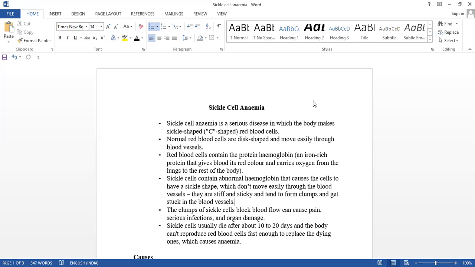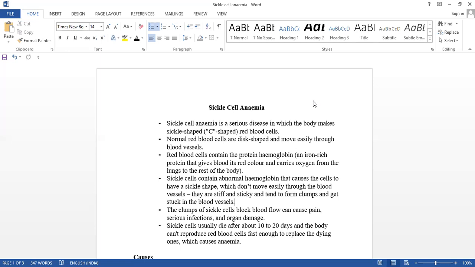Actually, how much is the lifespan of the RBC? 120 days. But due to the formation of the sickle cells, they will die within 10 to 20 days, and the body will not produce these cells fast enough to replace the dying ones. And that causes the anemia. Understood this one? Very simple. The name sickle cell itself indicates the formation of sickle-shaped RBCs.